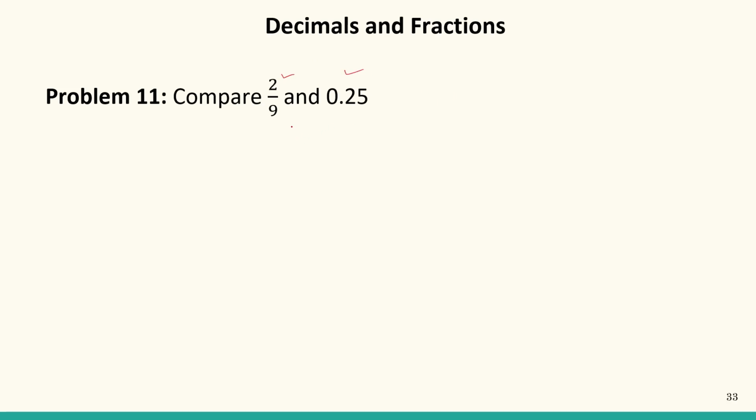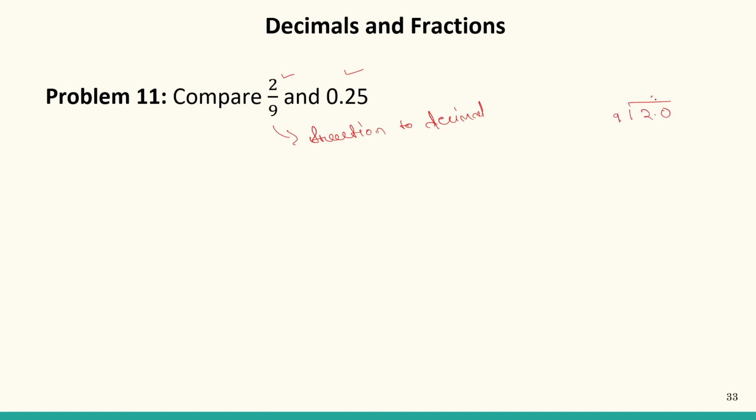In order to compare, we need to convert this fraction to decimal. We can do the opposite also, but let's see by first converting the fraction to decimal. That is, let's convert 2 by 9 to decimal. So 9 is down here and 2 is down there.